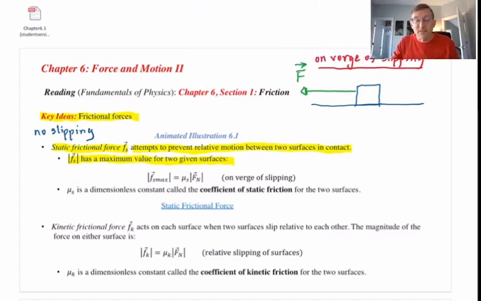If that's the case, then the static frictional force that's opposing the applied force is exactly the same magnitude as the applied force because there's still no actual slipping, but it is the maximum of F static. So it would be labeled Fs max. And as I'm telling you, there's a formula for the magnitude of Fs max for two surfaces in contact. And it's right there.